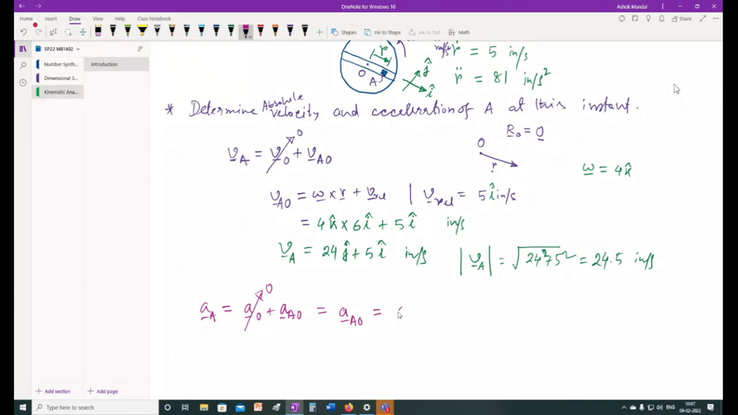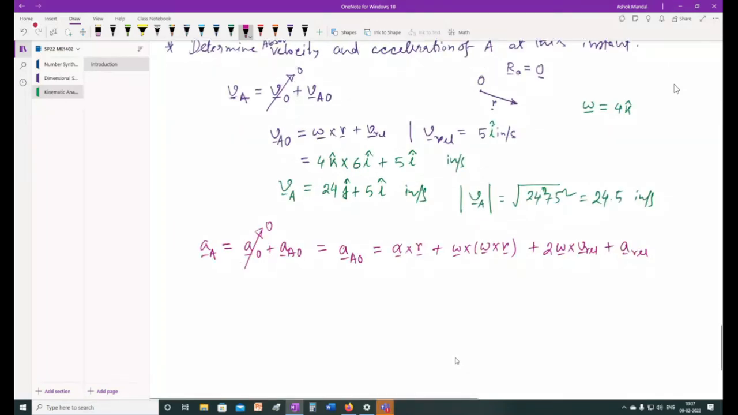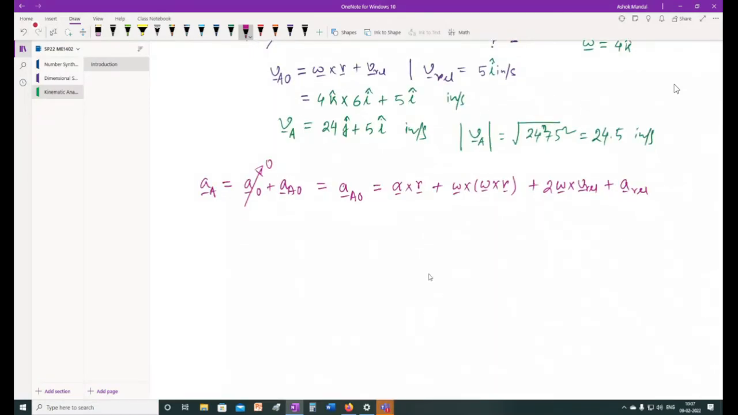Alpha cross r, plus omega cross omega cross r, plus 2 omega cross V relative, plus A relative. So we will calculate, but let us do it one by one. What is alpha cross r?